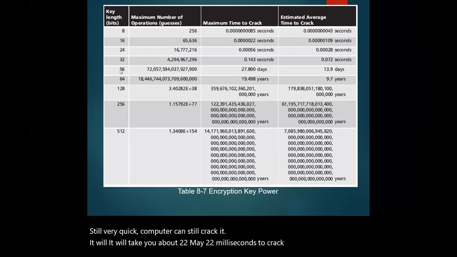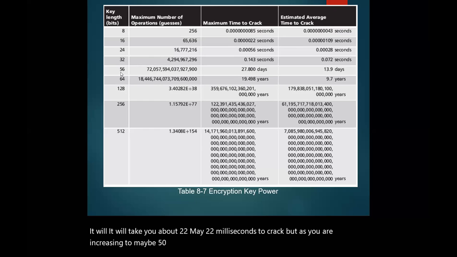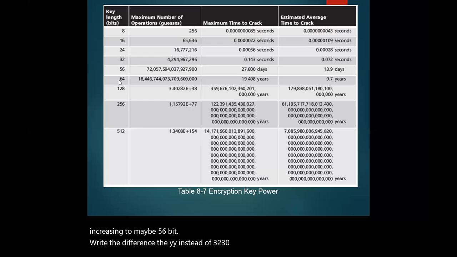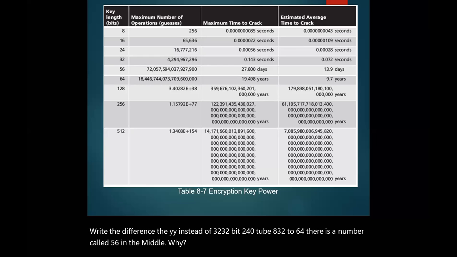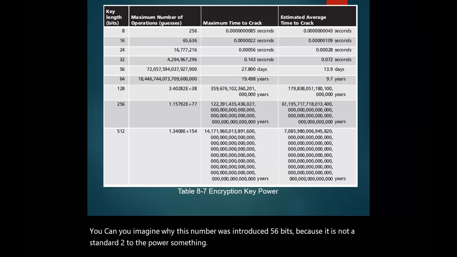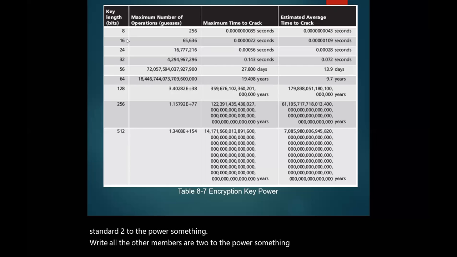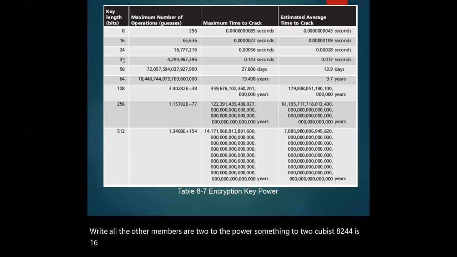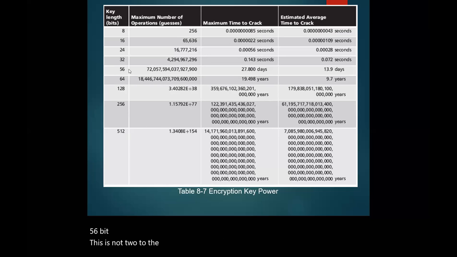But as you increase to maybe 56 bits, right? Instead of 32 to 64, there is a number called 56 in the middle. Can you imagine why this number was introduced, 56 bits? Because it is not a standard power of 2, right? All the other numbers are 2 to the power of something. 2 cubed is 8, 2 to the power 4 is 16, 2 to the power 5 is 32. But 56 is not 2 to the power of anything. But why was it introduced here?